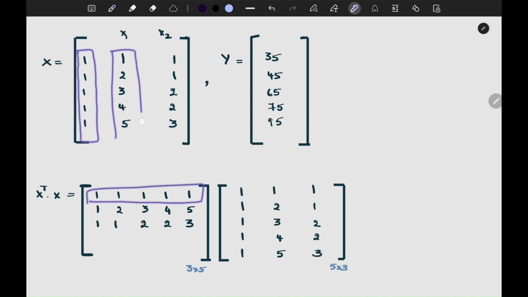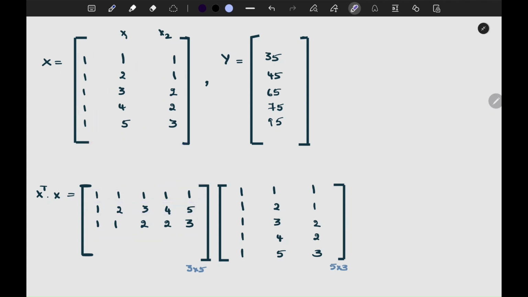Similarly, x1 becomes the second row, and x2 becomes the third row. This is what the first one is, x transpose. Next, we are multiplying it with x.